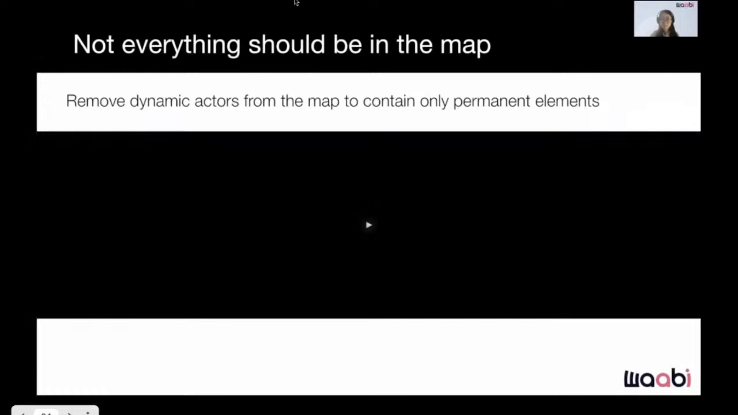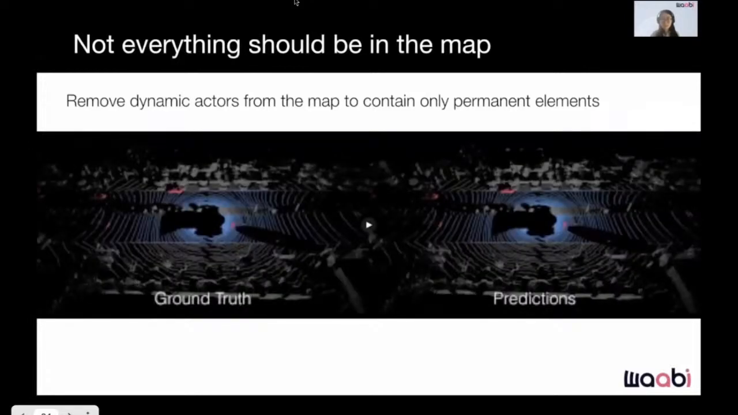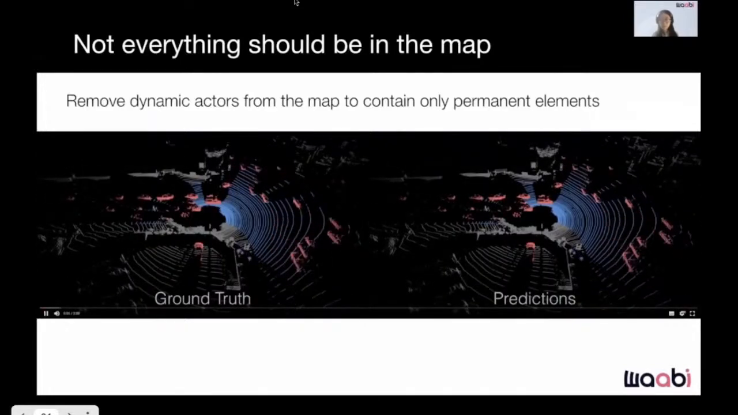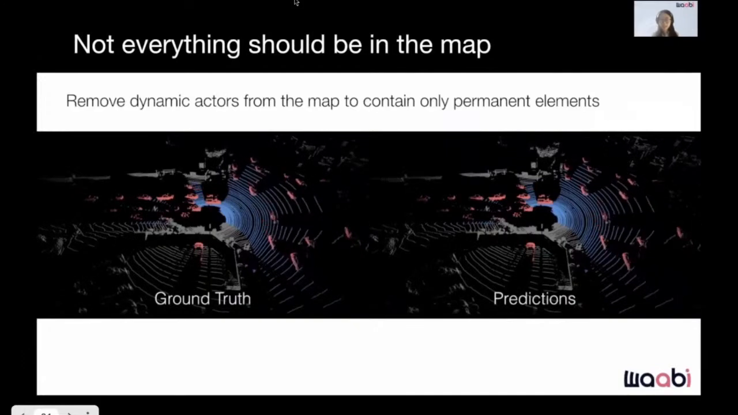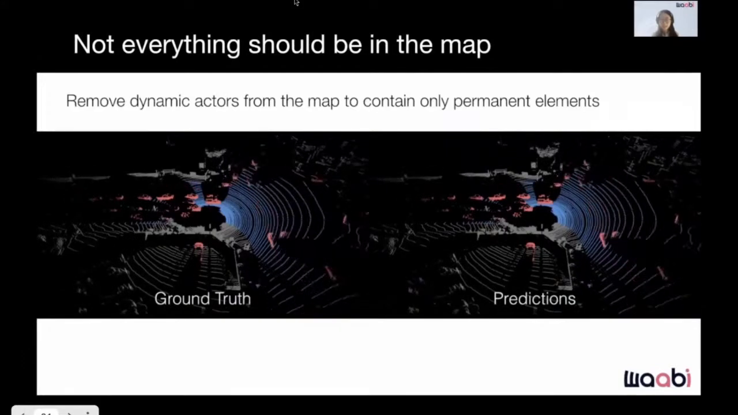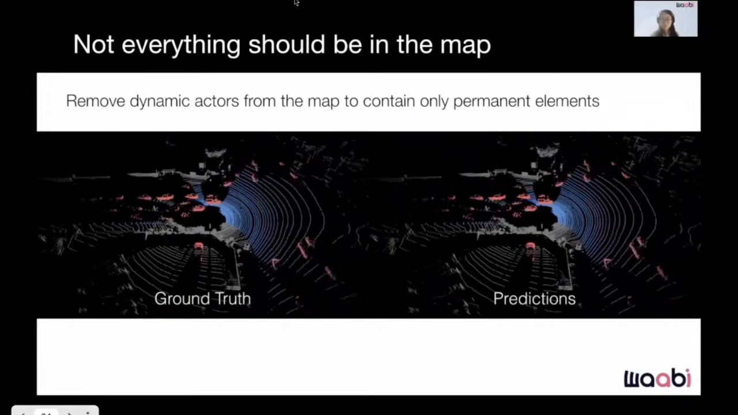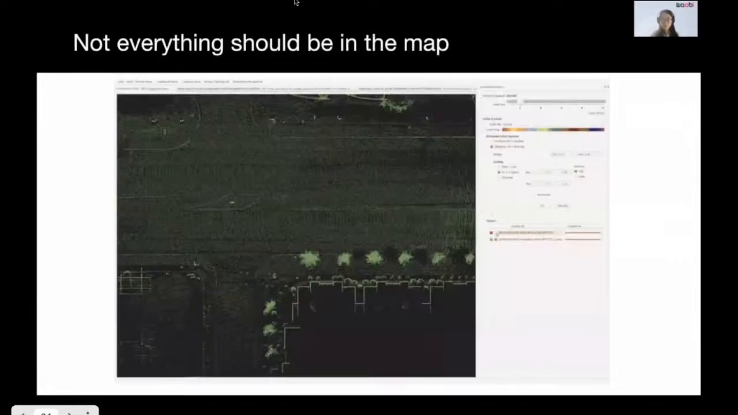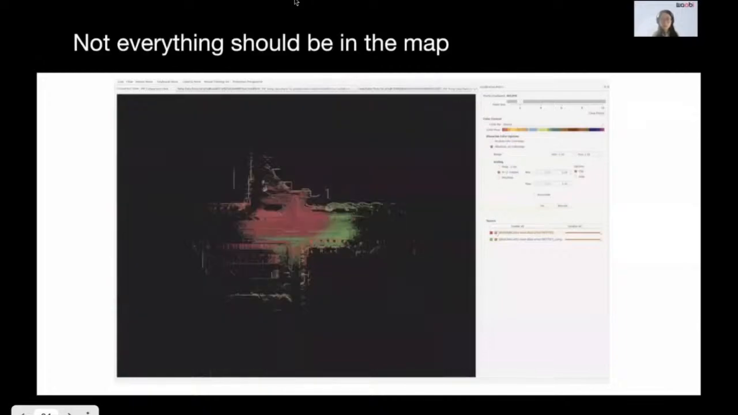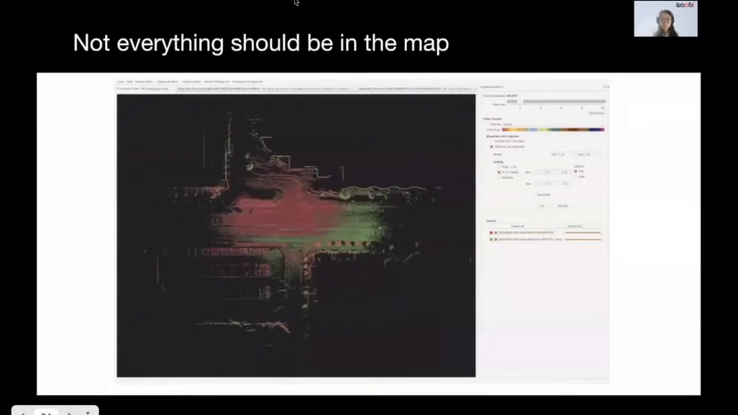In addition, we would like to remove potentially dynamic objects such as moving and parked cars. We do this by exploiting state-of-the-art semantic segmentations. This is illustrated in the video. Filtering these dynamic objects is important and results in much crisper maps. This is illustrated in green versus red.